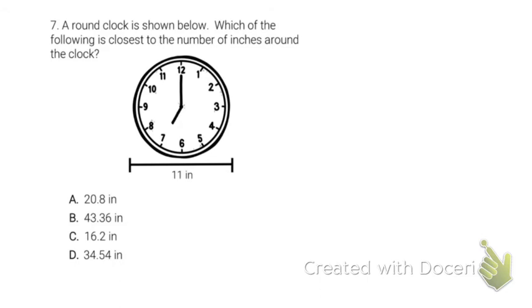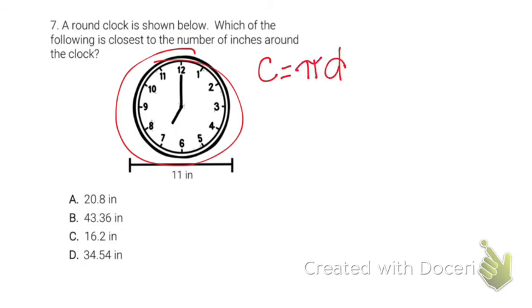A round clock is shown below. Which of the following is closest to the number of inches around the clock? Now, when it says around the clock, that means circumference. So circumference equals pi times diameter. My diameter is 11 here. That's all the way from one side to the other.